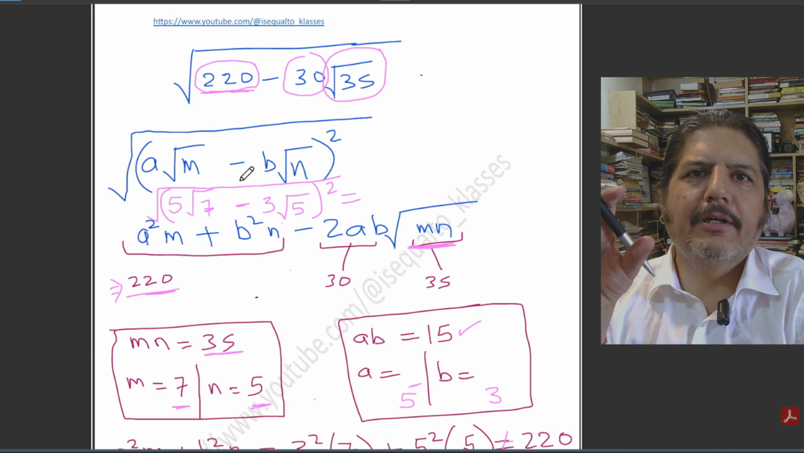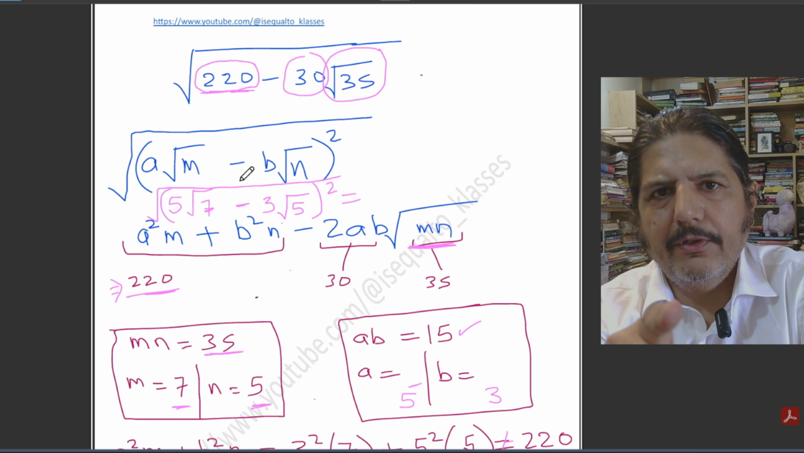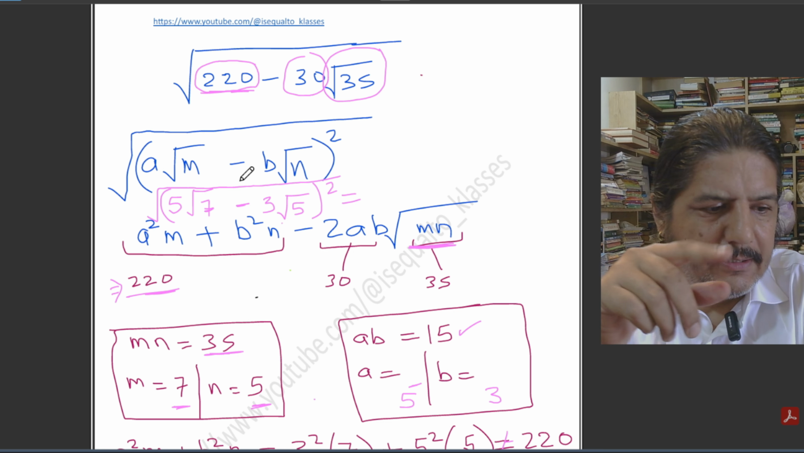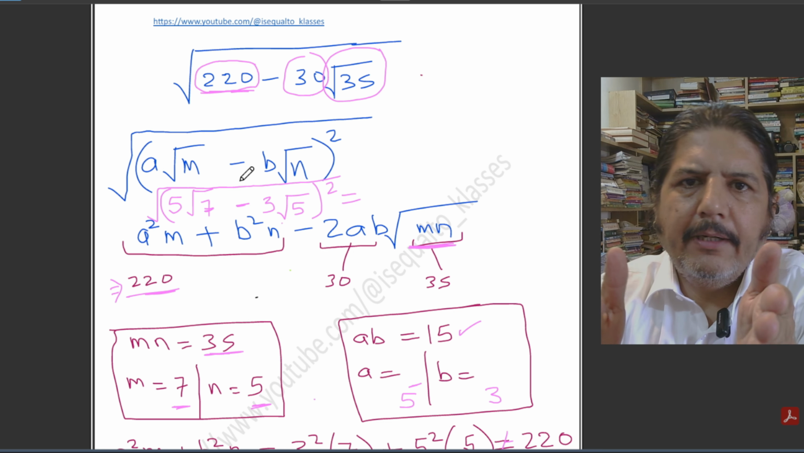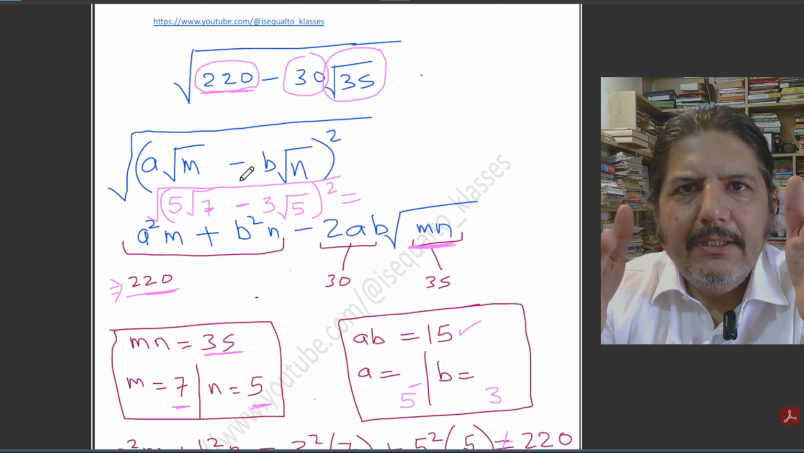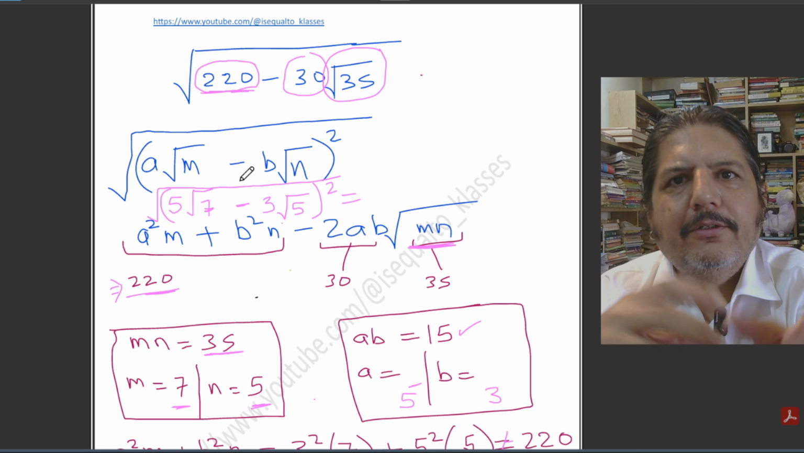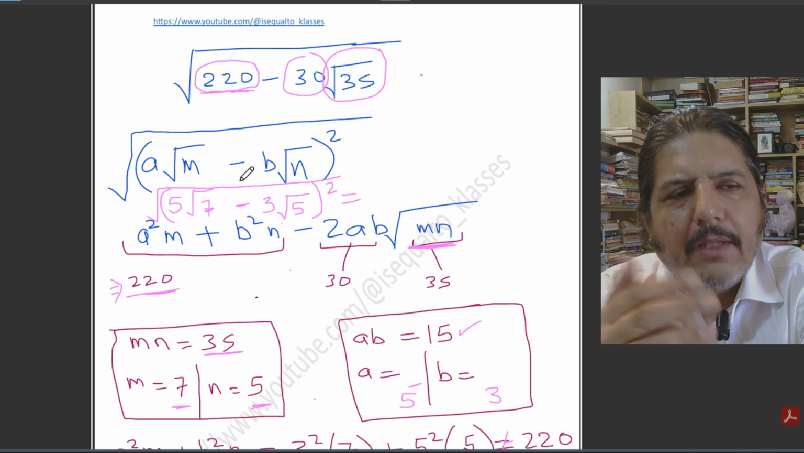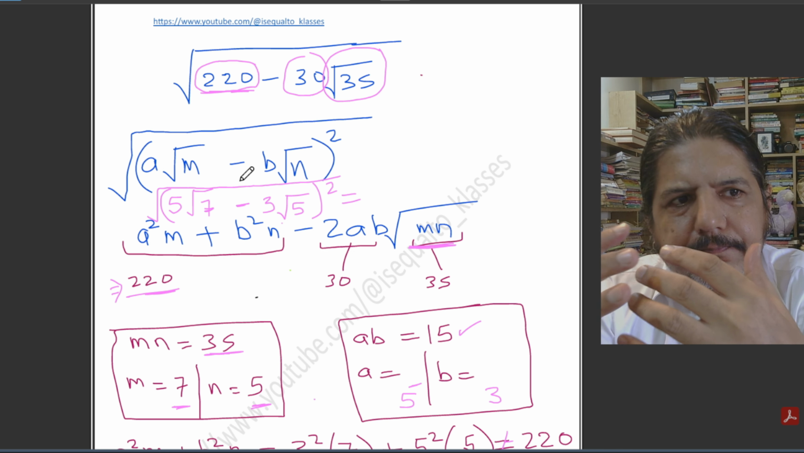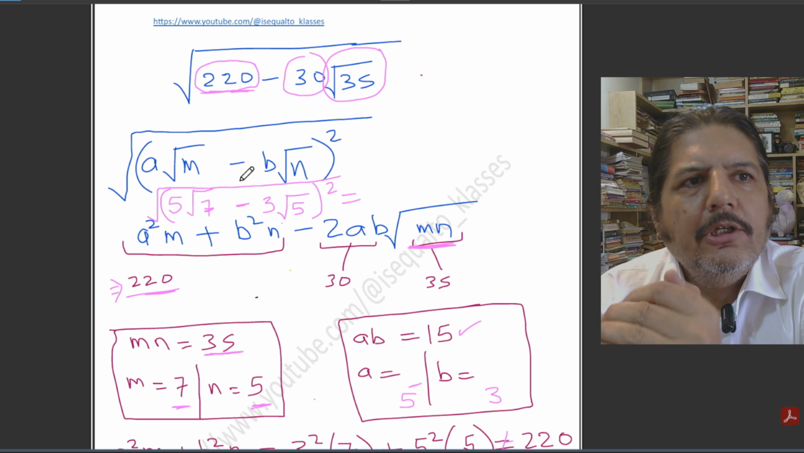I hope you are able to figure out that when you look at expressions like these, so for example, we did this 220 minus 30 root 35 problem, then the other problem also. In these kind of problems, you have to see the problem through. Use some expansion or something to solve these kind of problems. And as I've told you earlier also, the more such problems you solve, the more mentally robust you get to tackle these kind of problems.